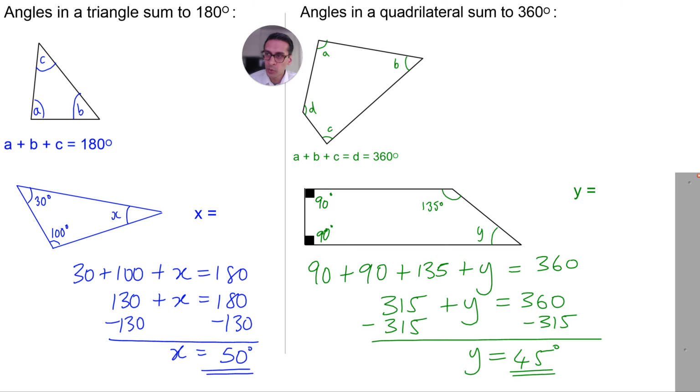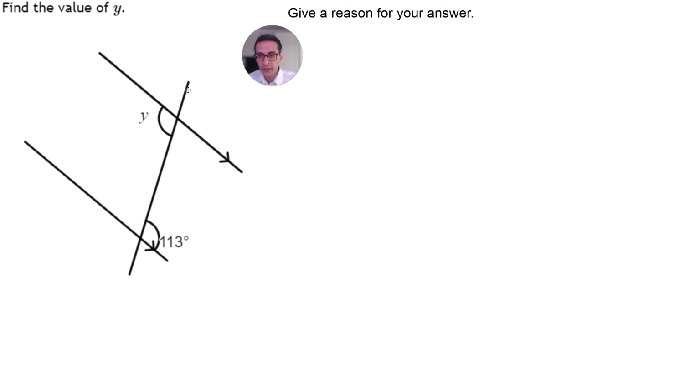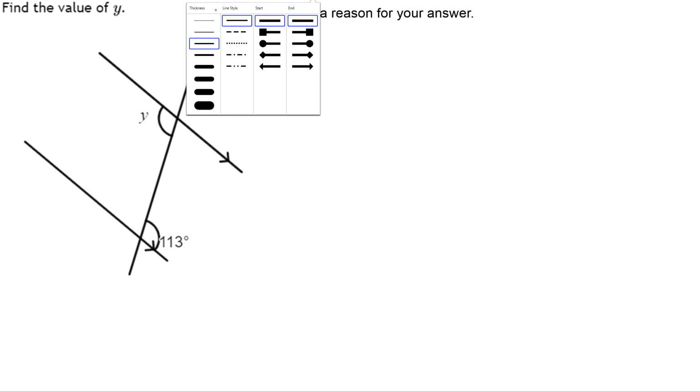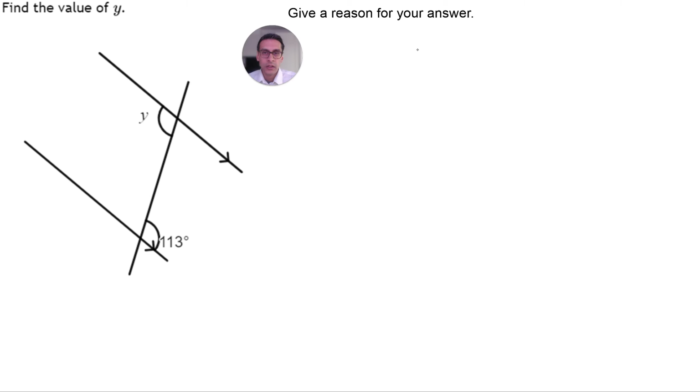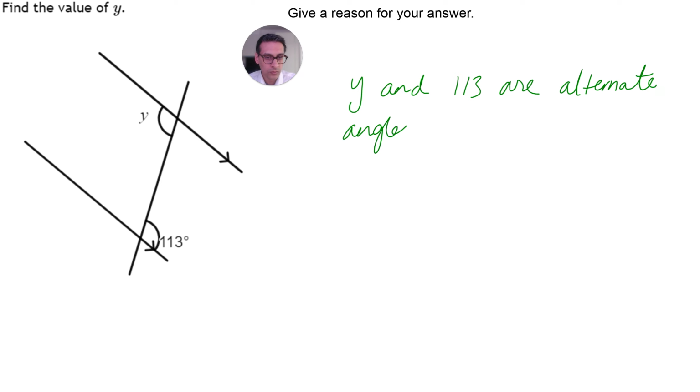Okay, let's look at some more examples. So pause the video and have a go with this. This one's a quick one. Okay, so you will have spotted here that you've got a transversal and a pair of parallel lines. So y and 113 are not corresponding, but they're alternate angles. So they're equal, so you can say y is equal to 113 degrees.